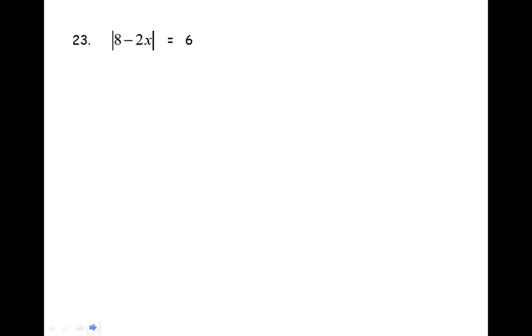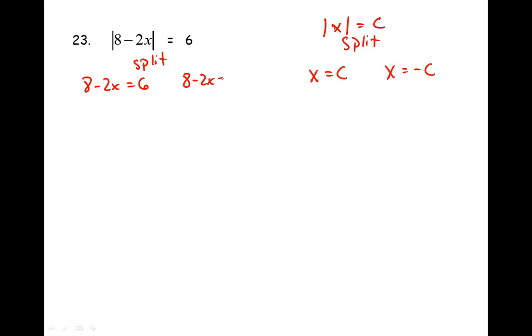Absolute value equations. If we have an absolute value equation, what we want to do is split this into an x is equal to positive c and x is equal to negative c. So for number 23, we want to split this and write it as 8 minus 2x is equal to 6 and 8 minus 2x is equal to negative 6. Then we have two equations.